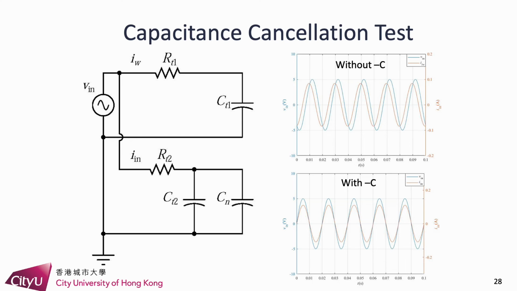Again, we can perform very simple capacitance cancellation tests. And on the top here, we have a resistance connected to a capacitor, and we see a typical phase angle difference between the voltage and the current. And the bottom here, we actually have a negative capacitance canceling the original capacitance here. And we'll see basically the voltage and current being in phase.